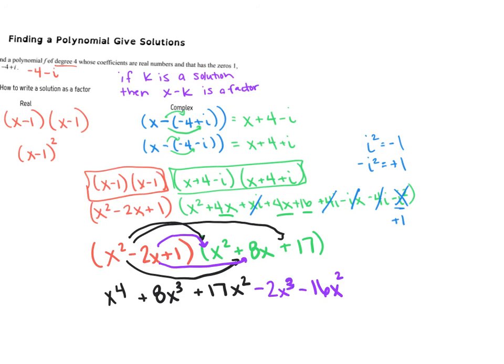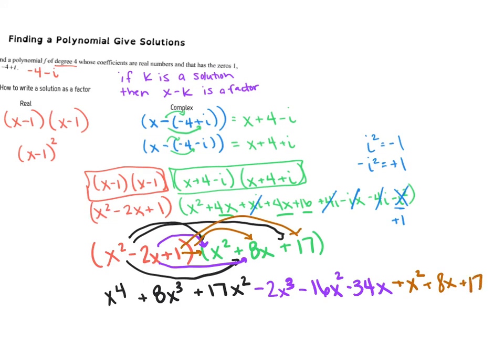This should actually be negative 2x cubed. I'm sorry. And then negative 2x times a positive 17 is a negative 34x. And then in the final part, we're going to do this 1. So we get 1 times x squared, x squared. 1 times 8x, 8x. 1 times 17, positive 17.